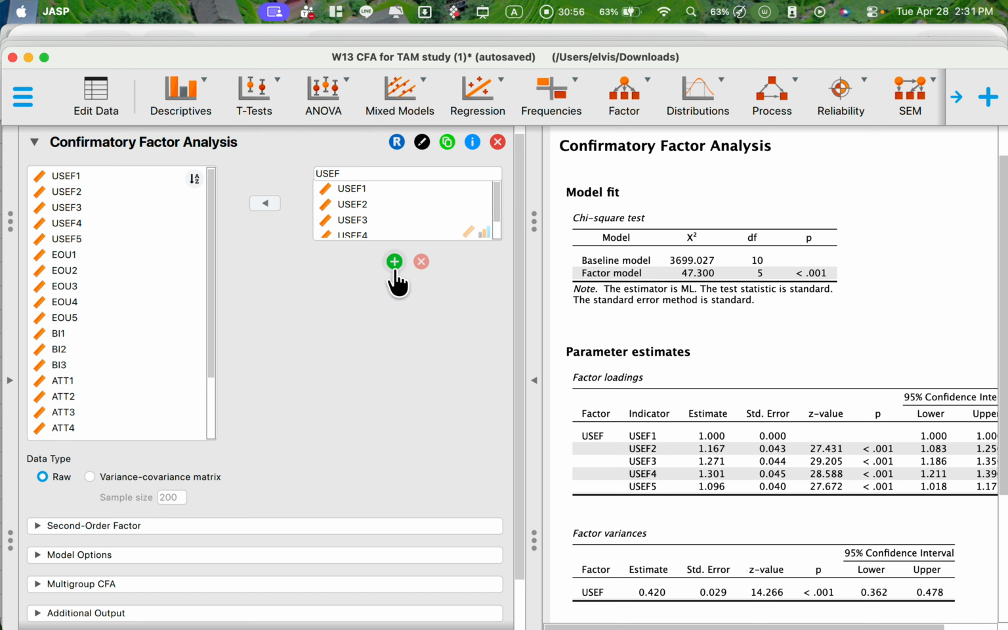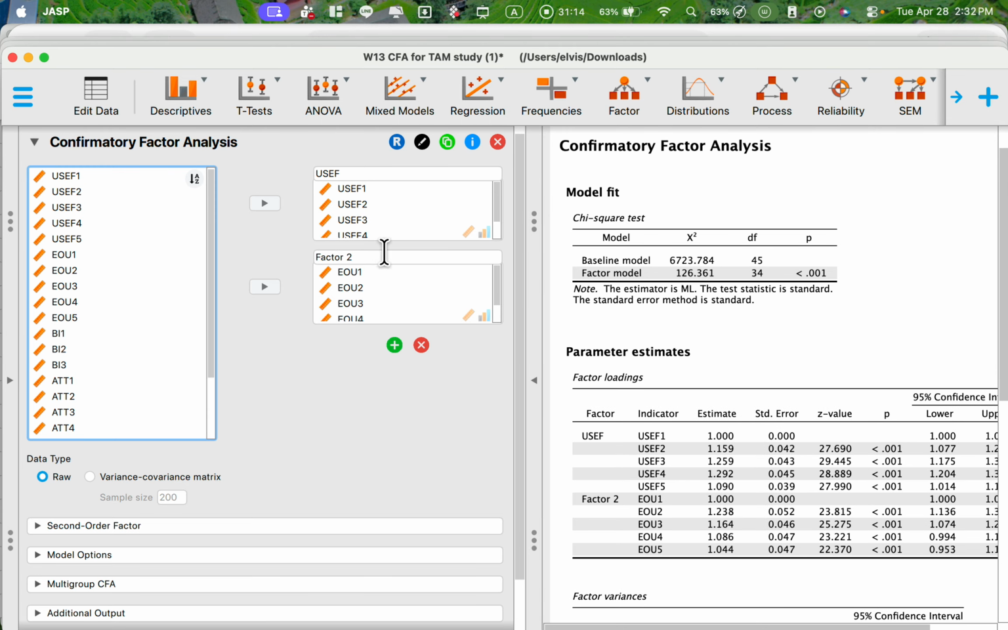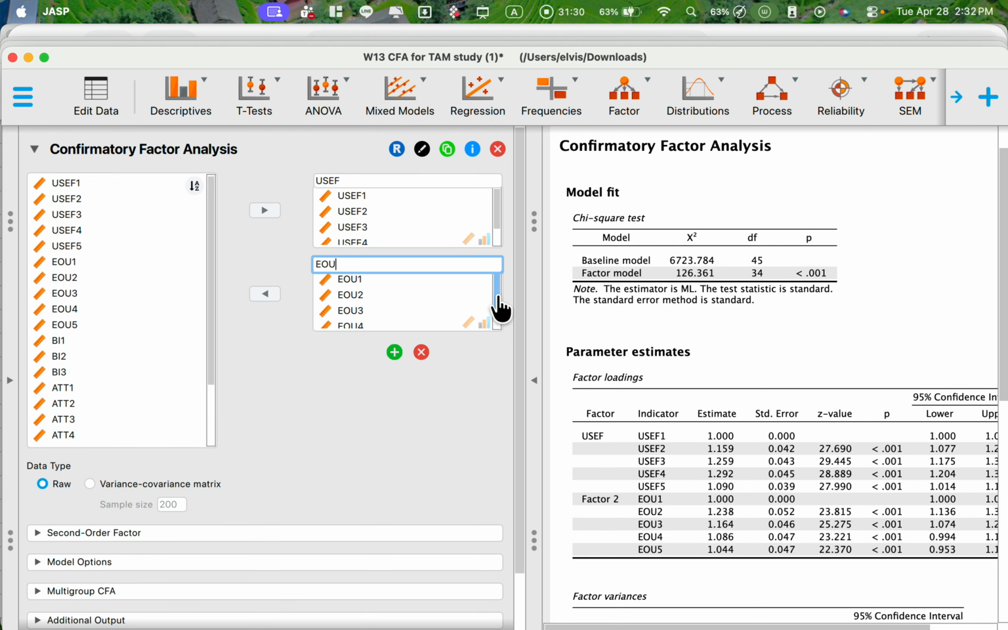Then you have to add a factor, right? So select add a factor. Click here. Now move to ease of use. On the left hand side, select 5 indicators for ease of use. So move to the factor 2 and rename the factor 2 to ease of use. No problem. Got 5 indicators.